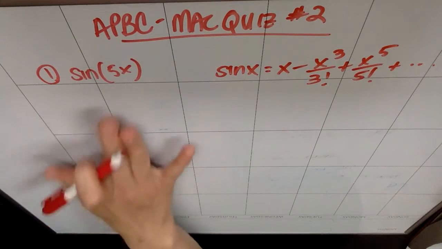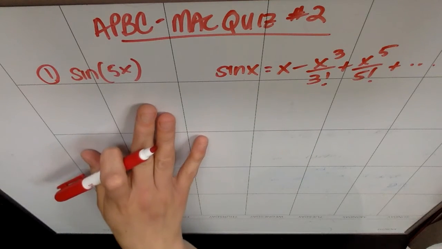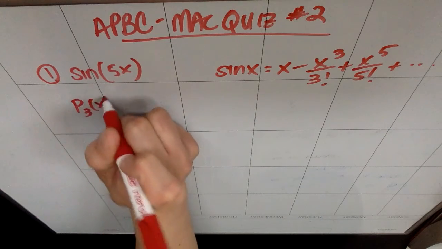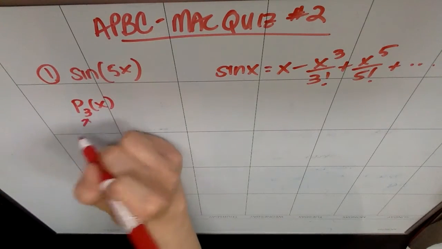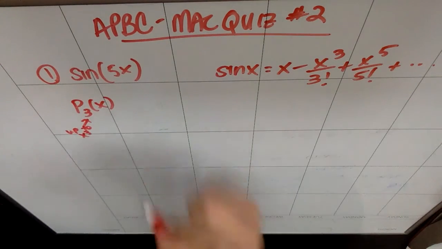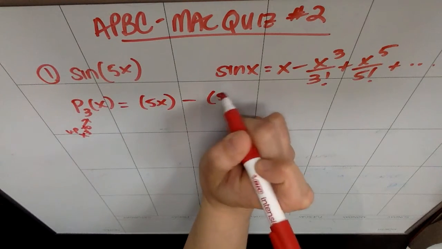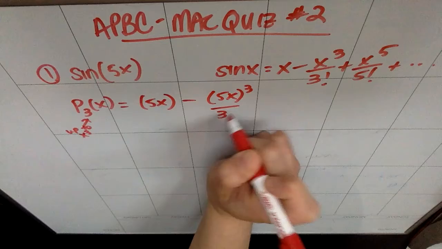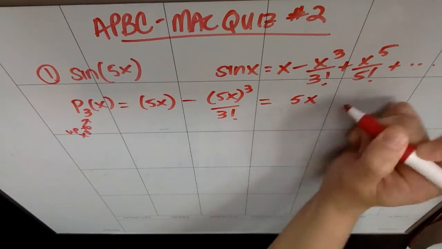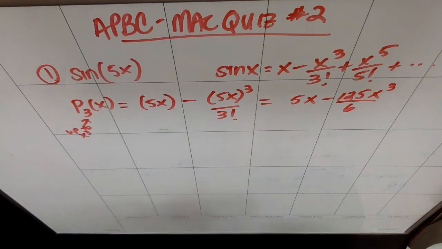Cool. So when I want to do sine of 5x, all I'm going to do is replace every x I see with a 5x. Since I want p sub 3, it doesn't mean the first 3 terms. This means up to the x to the 3rd term. So although I wrote more than that here, all I have to write is 5x minus the quantity 5x to the 3rd over 3 factorial, and that's it. Now, you might want to clean it up a little, especially if you're going to have to use it. You're going to get 5x minus 125x cubed over 3 factorial, or you could make it a 6, that's fine.